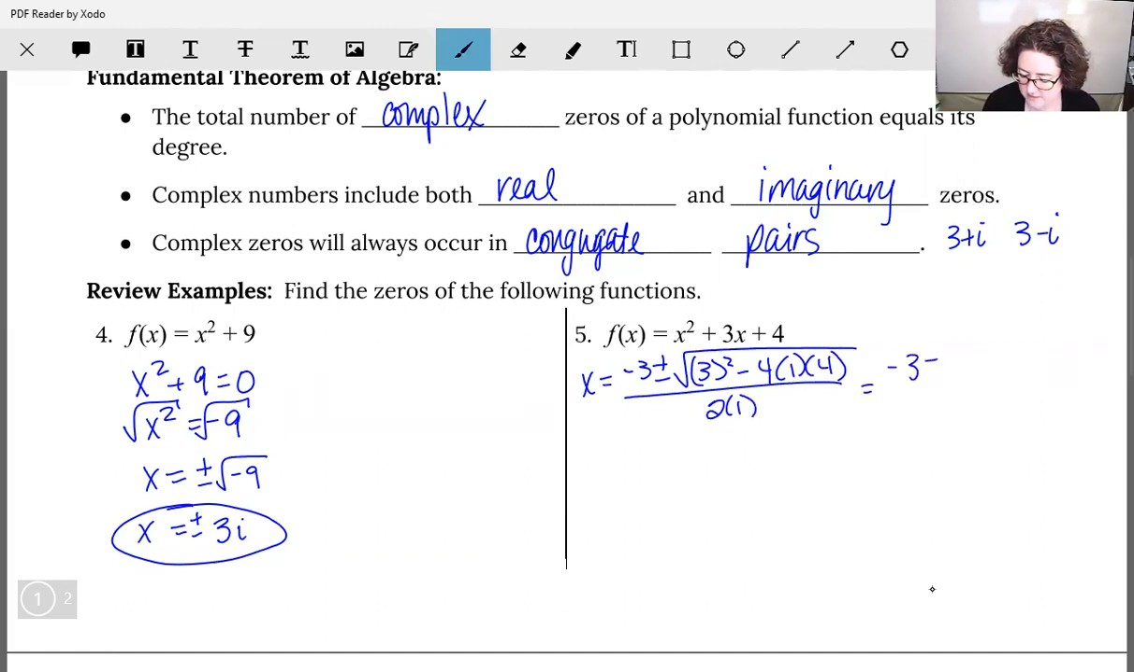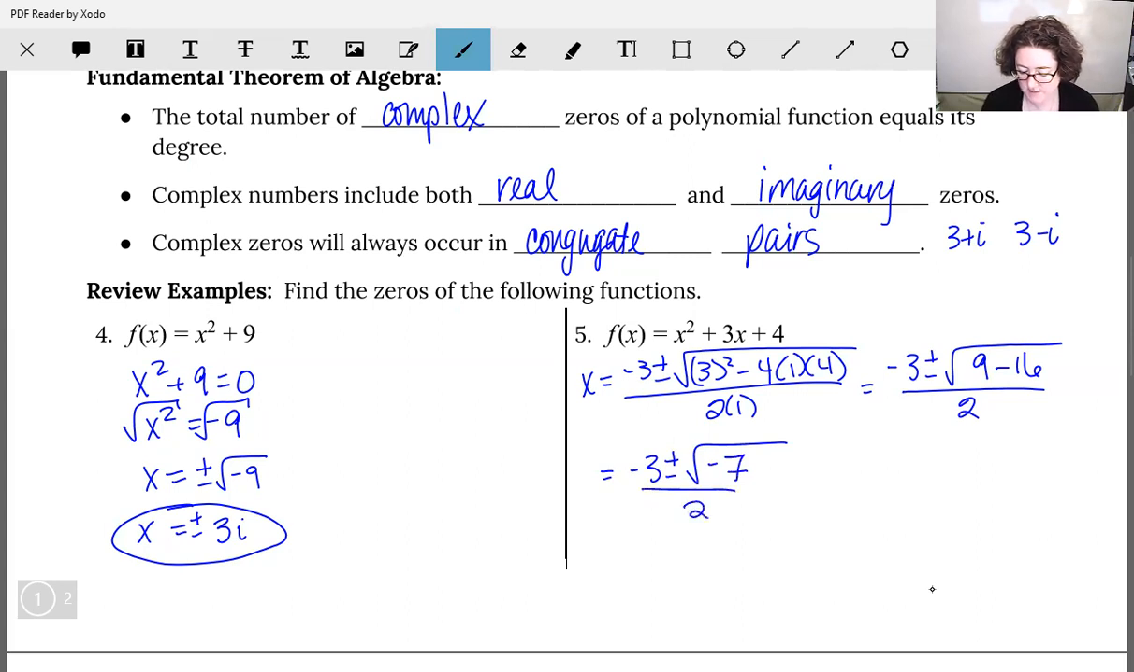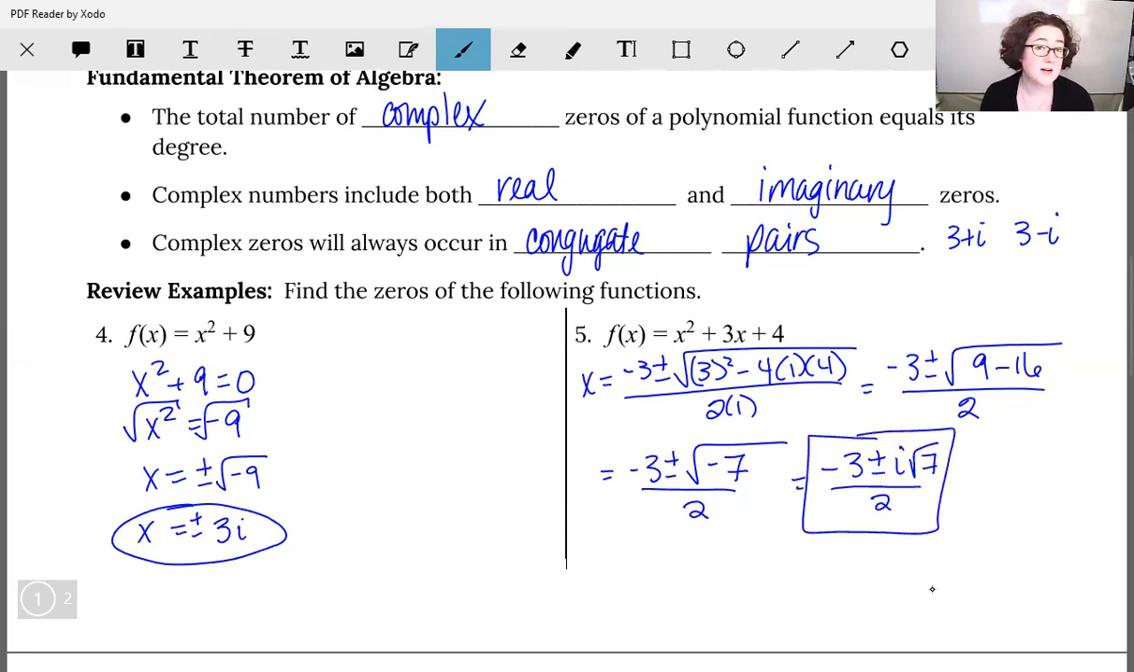So we still have our -3 out front. 3 squared gives me a 9. -4 times 1 times 4 gives me a -16, which means I'm really looking at -3 plus or minus the square root of -7. And unfortunately, I can't simplify the 7, but I can do the square root of the negative. So this is really -3 plus or minus i root 7, over 2. And technically, those are conjugates. We have that change of sign, the plus and minus. So we could apply these to solving these out.